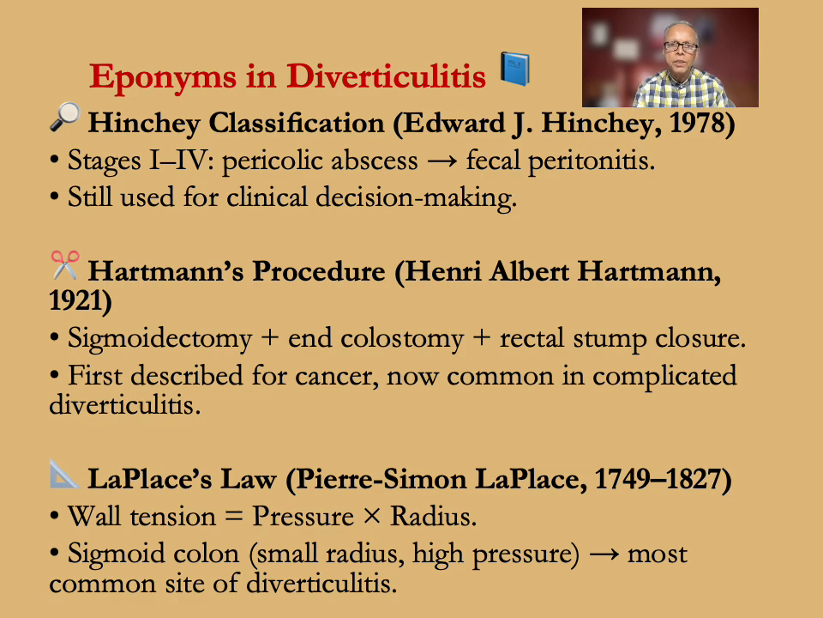That's in a nutshell the JAMA review. Eponyms in diverticulitis include Hinchey classification, developed by Edward Hinchey in 1978. Stages 1 to 4, pericolic abscess is stage 1 to fecal peritonitis stage 4. Still used for clinical decision making.